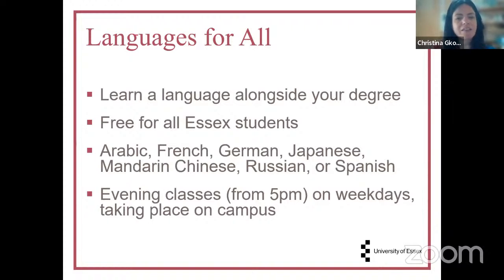These classes take place on weekdays in the evening, usually from 5 p.m. onwards. I would say most of them take place between 6 and 8 p.m. on campus, in the evening when your regular MA classes have finished. So after those, you can attend any of the Languages for All classes according to the language that you would like to learn.